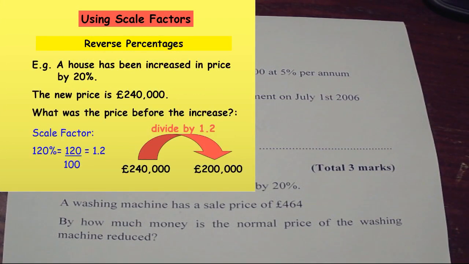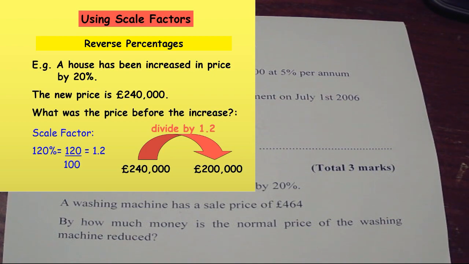This method is particularly useful when you're doing questions that are called reverse percentage questions. You'll see these come up quite commonly, and a lot of examples of these out there in textbooks and so on. This one's talking about a house. It's been increased in price by 20%, and you can see the new price of the house is £240,000. It's asking you the price before the increase, in other words, before that particular 20% increase.